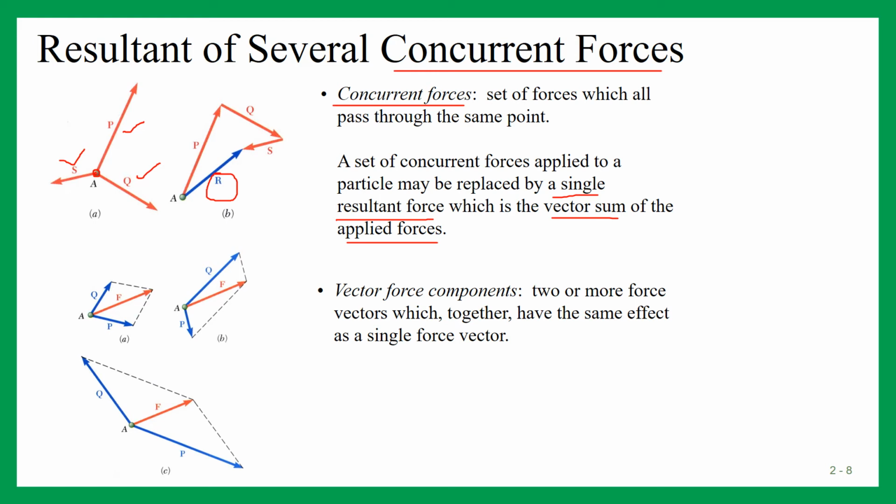How can you calculate the resultant? You simply draw one vector, then you draw the second vector from the tip of the first vector, then you draw the third vector from the tip of the second vector, and then you simply close the polygon. So this is also called the polygon law of vector addition. Now another very important thing is the vector force components.